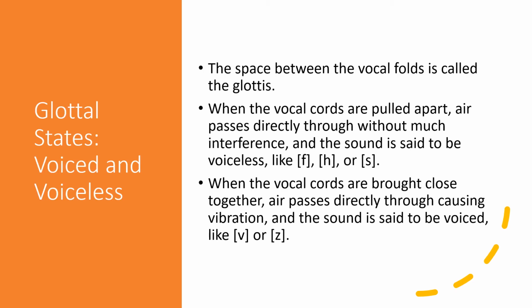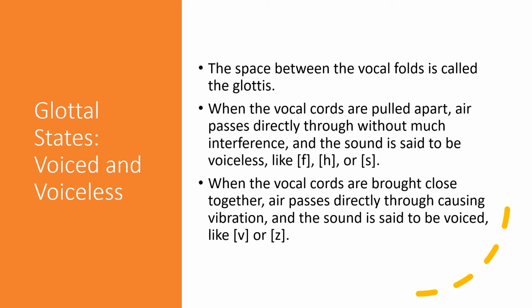So let's talk about some other kinds of classification. We can talk about voiced and voiceless. Voiced and voiceless applies primarily to consonants, though it is important to note that anything that's sonorous is going to be voiced, which means that vowels tend to be voiced. The space between the vocal folds is called the glottis. It's a little opening in there, right? Where we can open and close to create different levels of obstruction in our vocal cords.